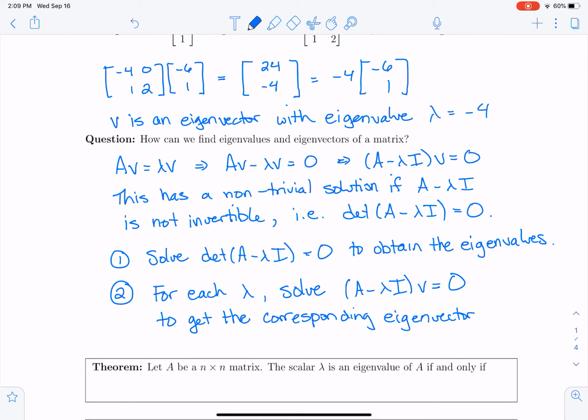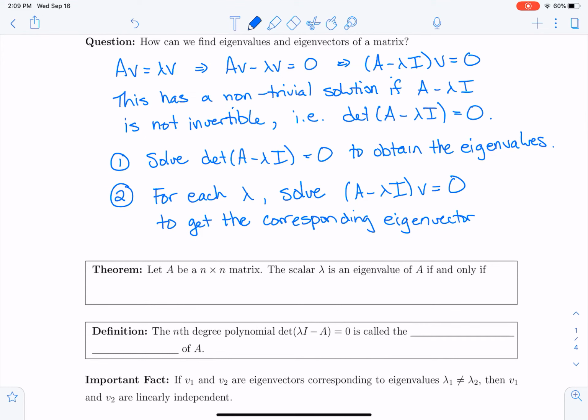Okay, so let's have the theorem that we kind of just proved. It says that let A be an n by n matrix. The scalar lambda is an eigenvalue of A if and only if the determinant of A minus lambda I is equal to 0. Now, when we take that determinant of A minus lambda I, it's going to give us an nth degree polynomial. And that polynomial that we said equal to 0 is called the characteristic polynomial of A.